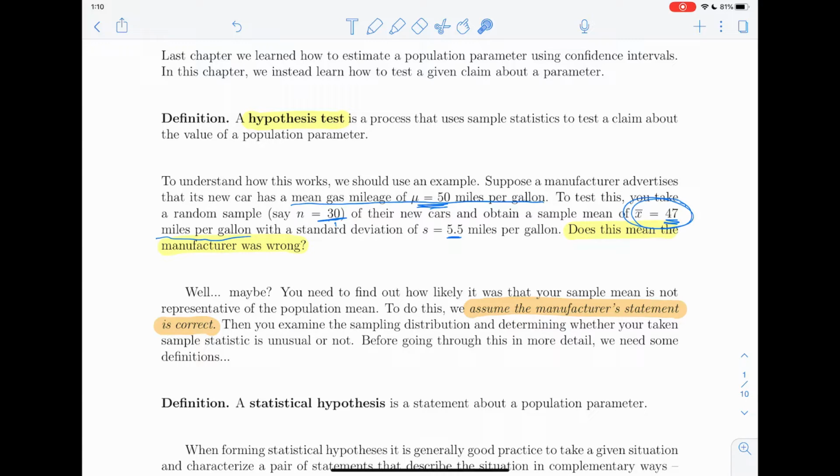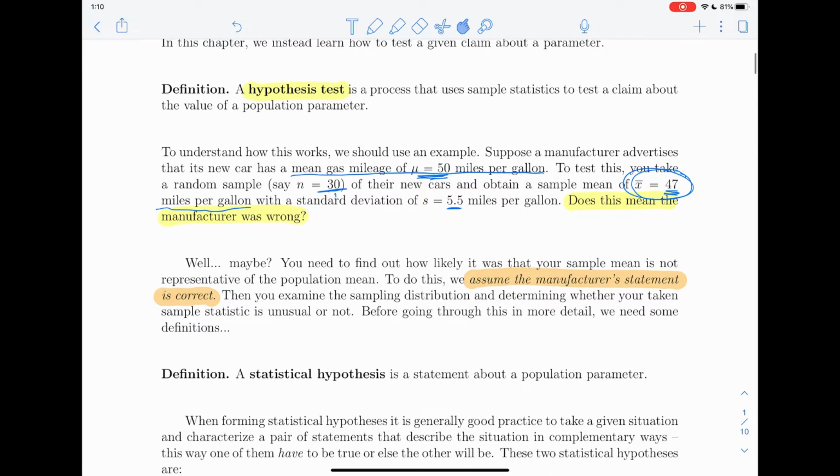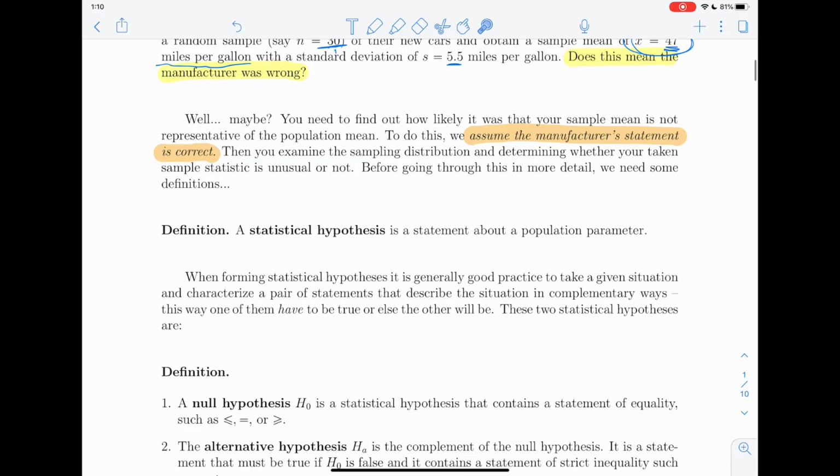Now, in order to make more mathematical sense of this as we move forward, we need some more definitions. To begin with, we have a definition of what's going to be called a statistical hypothesis. This is a super broad definition: just any old statement about a population parameter.